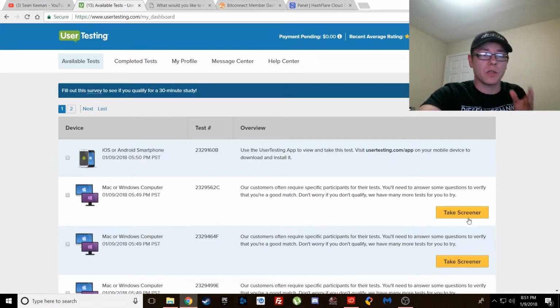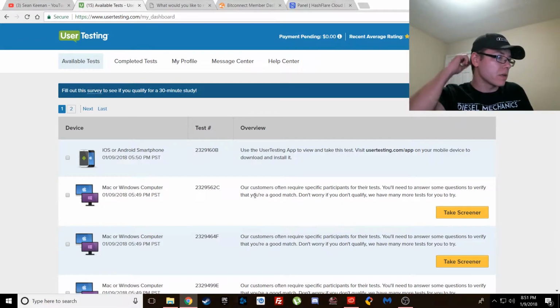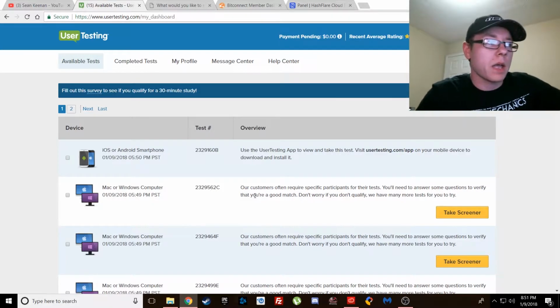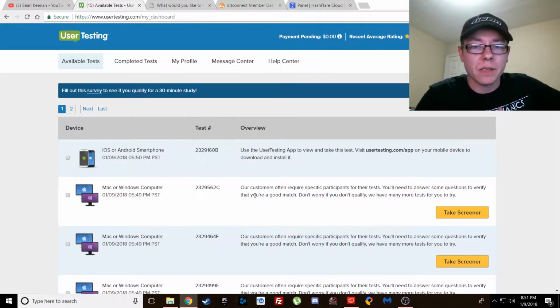you take a screener first, as you can see right here, and what you do is you're testing out an app or a website for whatever company, and you have it screen capture your monitor, and you talk out loud, and they give you tasks to complete, and then as you're completing them, you talk about what you're thinking, what you expect to see, why you're navigating this way to complete the task. Did you expect to see something else? Was the design good? Is there something you'd like to see differently?